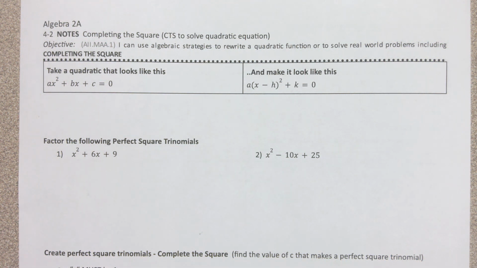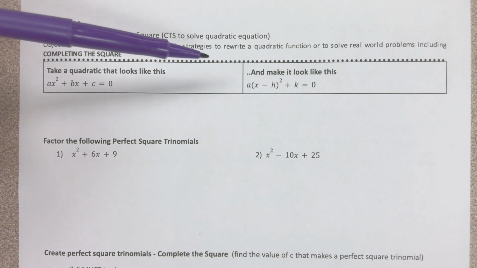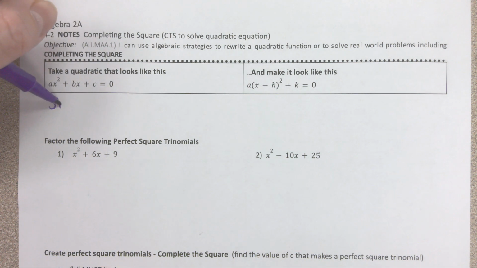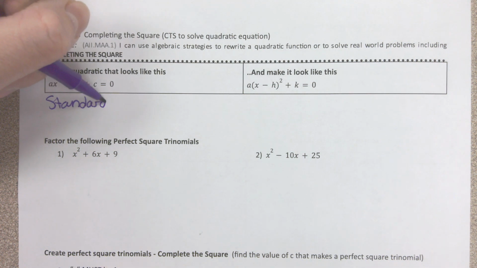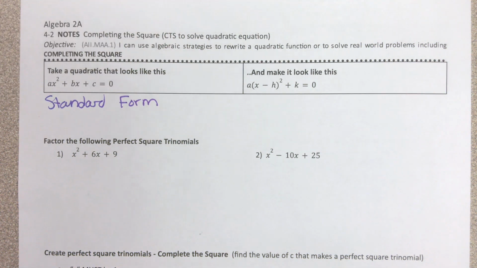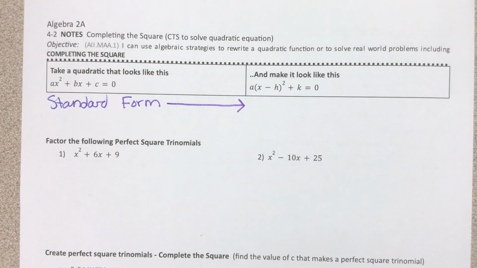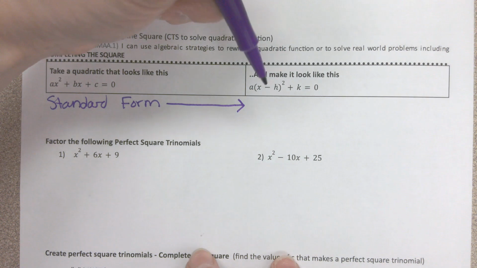The first thing that I want to talk about is what the goal is about completing the square. It's to take it from one type of equation to another. This first type here on the left, ax squared plus bx plus c, you should recognize it. That's the standard form. And then we're changing it to this other form, a times x minus h squared plus k. You have seen this before back in Unit 2, but it's been a while. This we call vertex form.